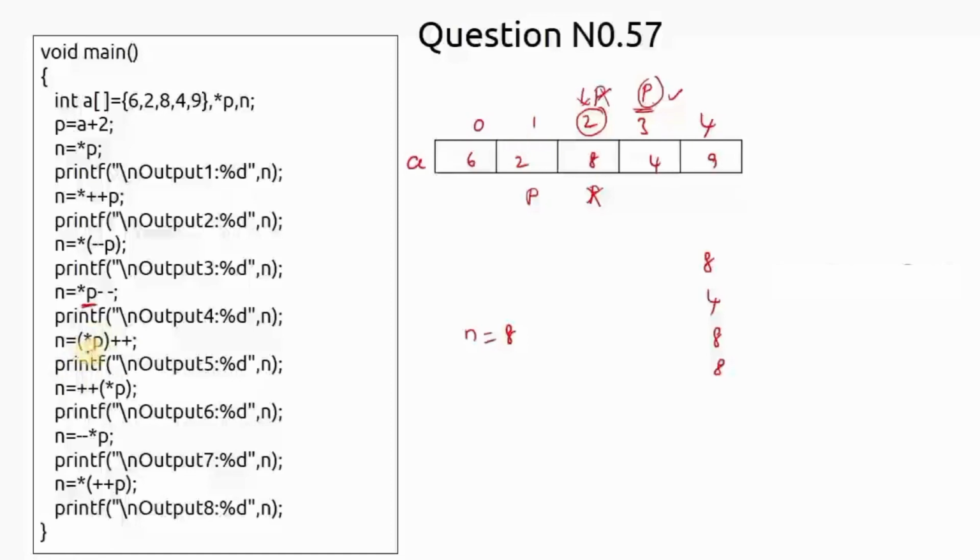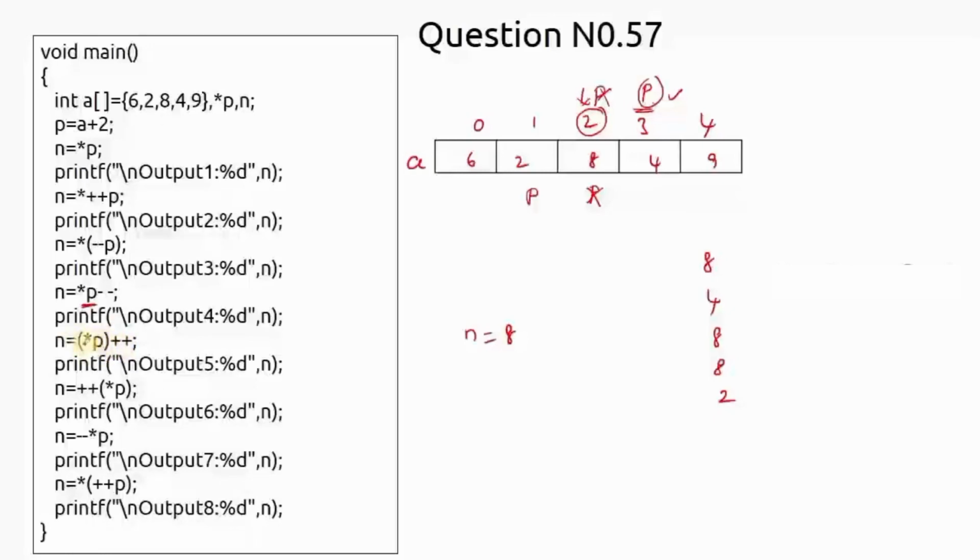Now coming to here, n equals to pointer p plus. Again it is a post increment. So first it will assign the value. So here what is the value inside the location? 2. 2 will be assigned to n and that has to be printed first. That is 2 will be assigned and printed. Then you need to increment not the location, you need to increment the value.